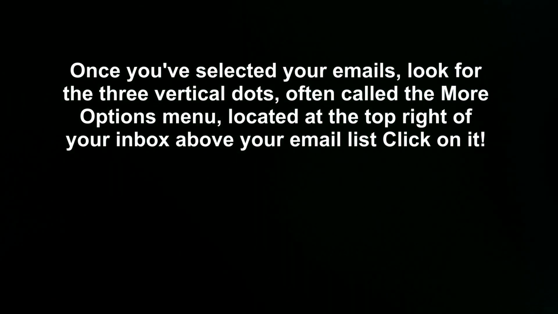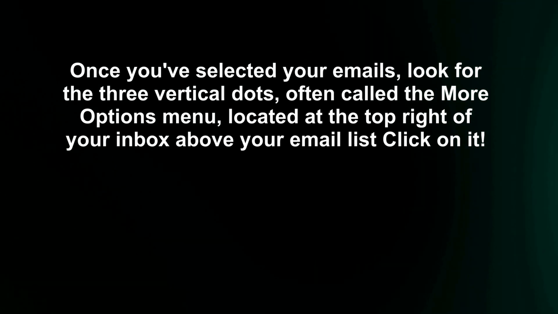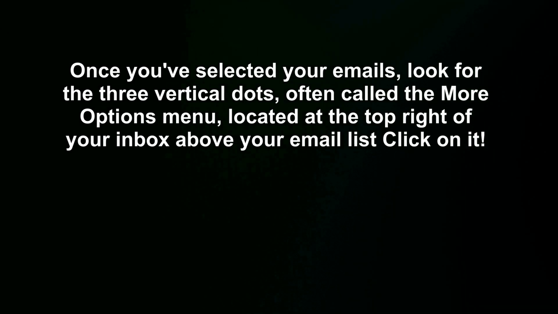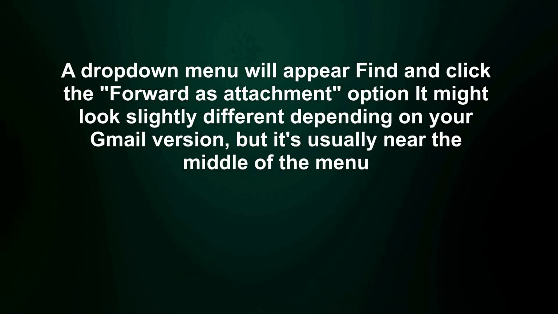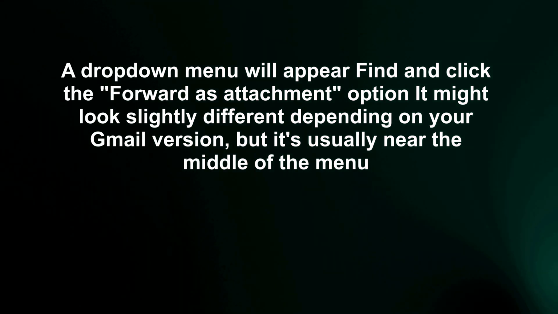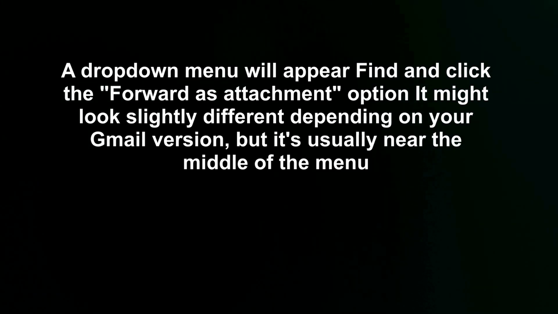Once you've selected your emails, look for the 3 vertical dots, often called the More Options menu, located at the top right of your inbox above your email list. Click on it. A drop-down menu will appear. Find and click the Forward as Attachment option. It might look slightly different depending on your Gmail version, but it's usually near the middle of the menu.